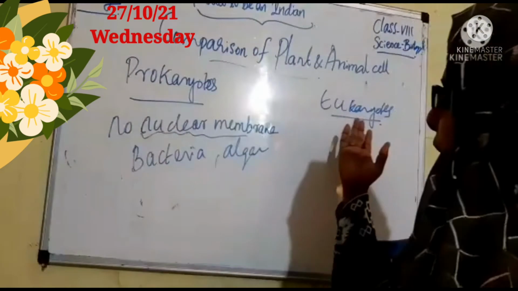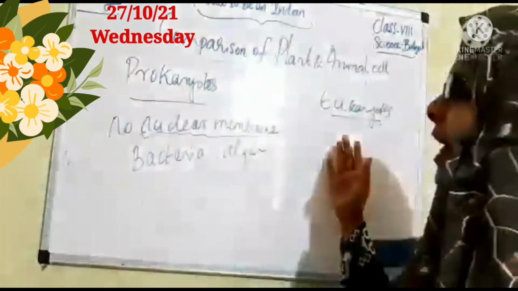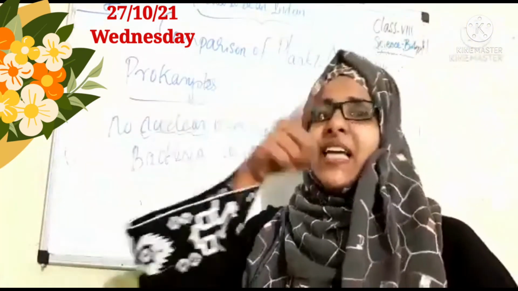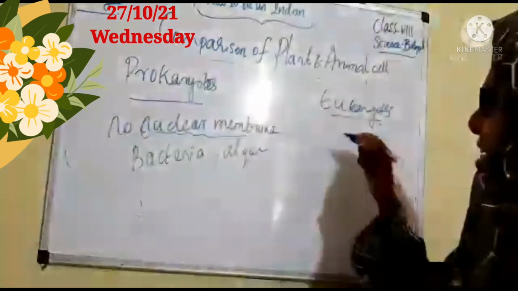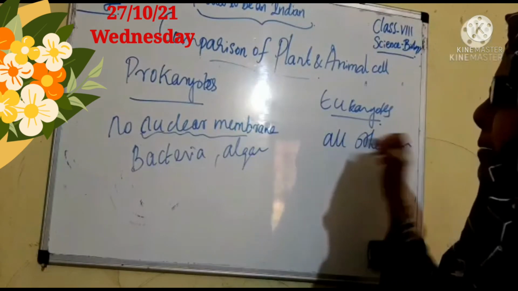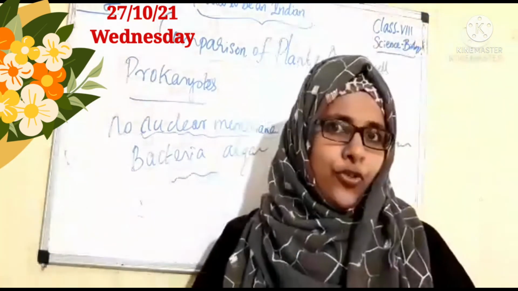Let's check about the eukaryotes. It's just opposite to the prokaryotes. It means in eukaryotes, nuclear membrane is present. Nuclear membrane is the outer cover of nucleus that is present in eukaryotes. We can say, for example, all other organisms. Except what? Bacteria and algae, they are eukaryotes. Clear, all of you? Okay.